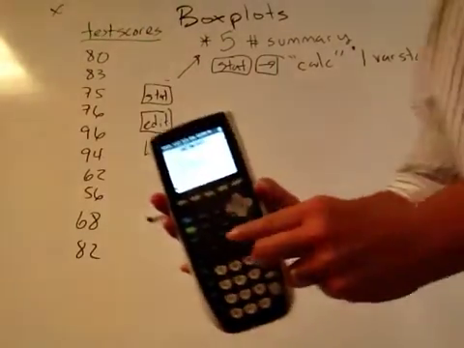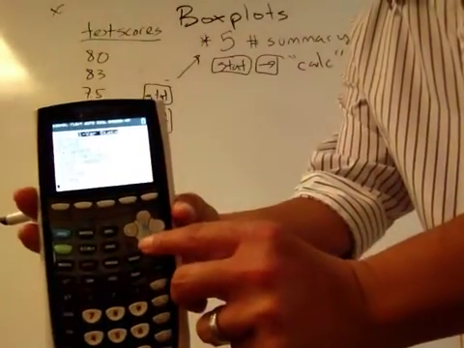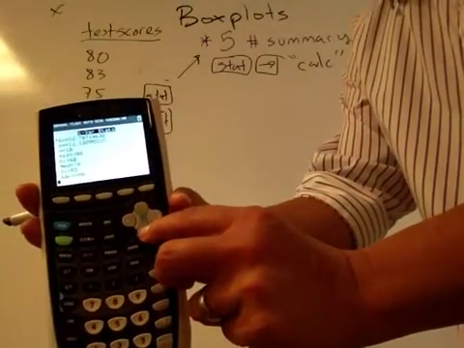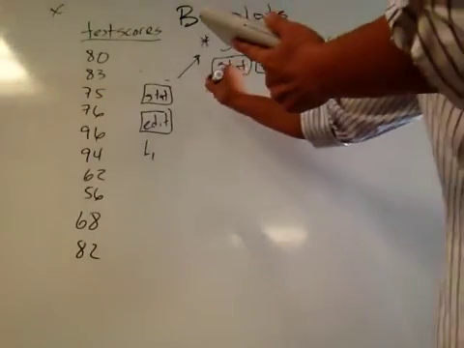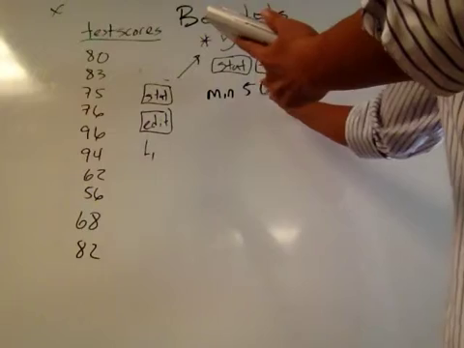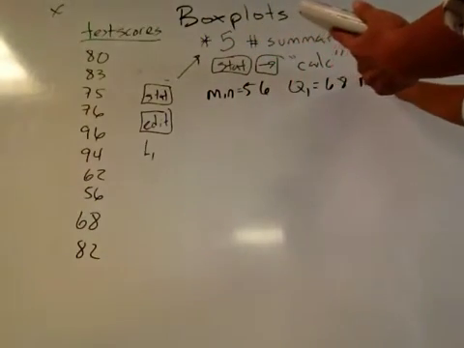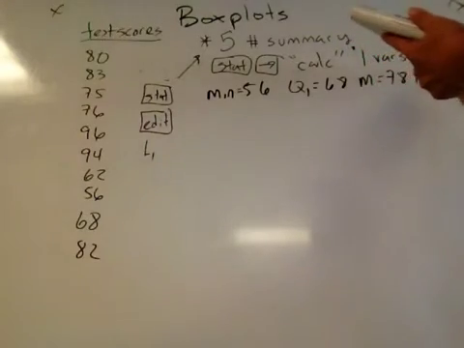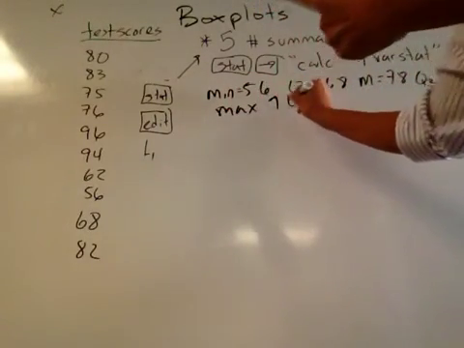One of the things you're going to come up with on your screen is quite a bit of information, but if you arrow down, your 5-number summary appears. So you end up with your min, which is 56, Q1, which is 68, your median, 78, Q3 is 83, and your max is 96.